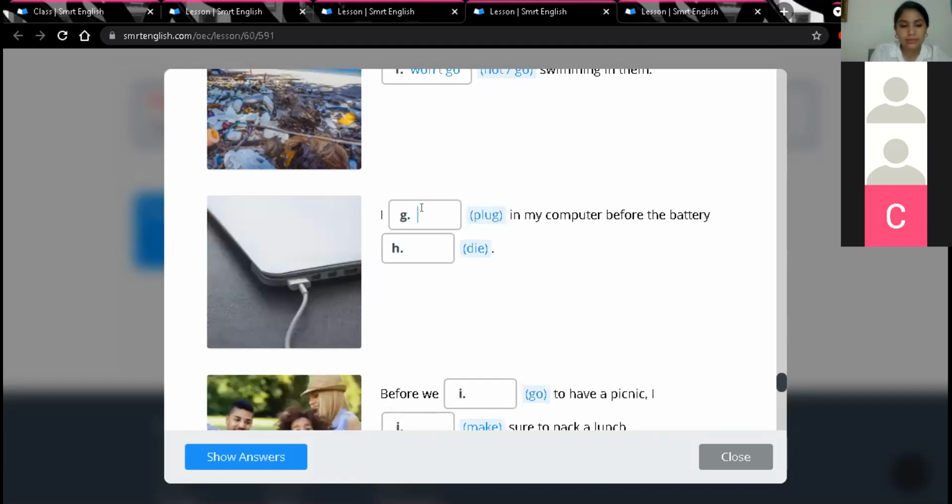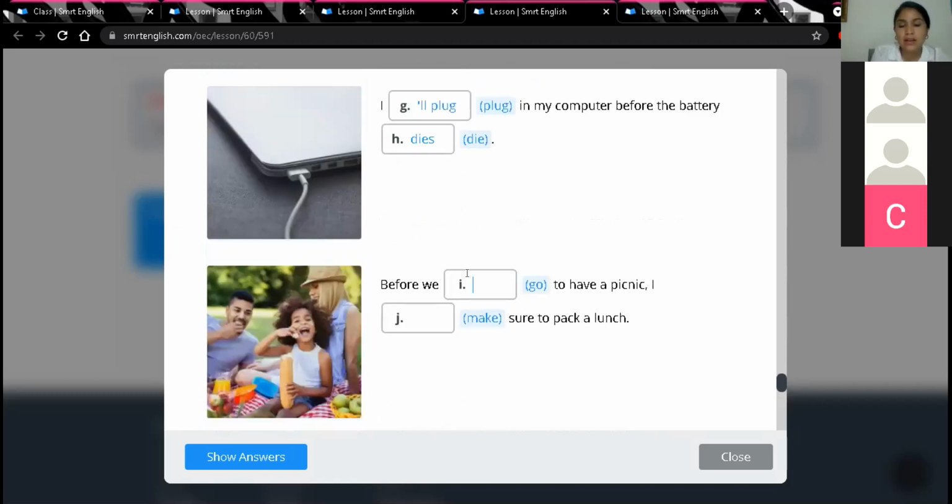I will plug in my computer before the battery dies. Letter I, Gabriela. Before we go to have a picnic, I will make sure to pack a lunch. Very good. I'll make sure to pack a lunch.